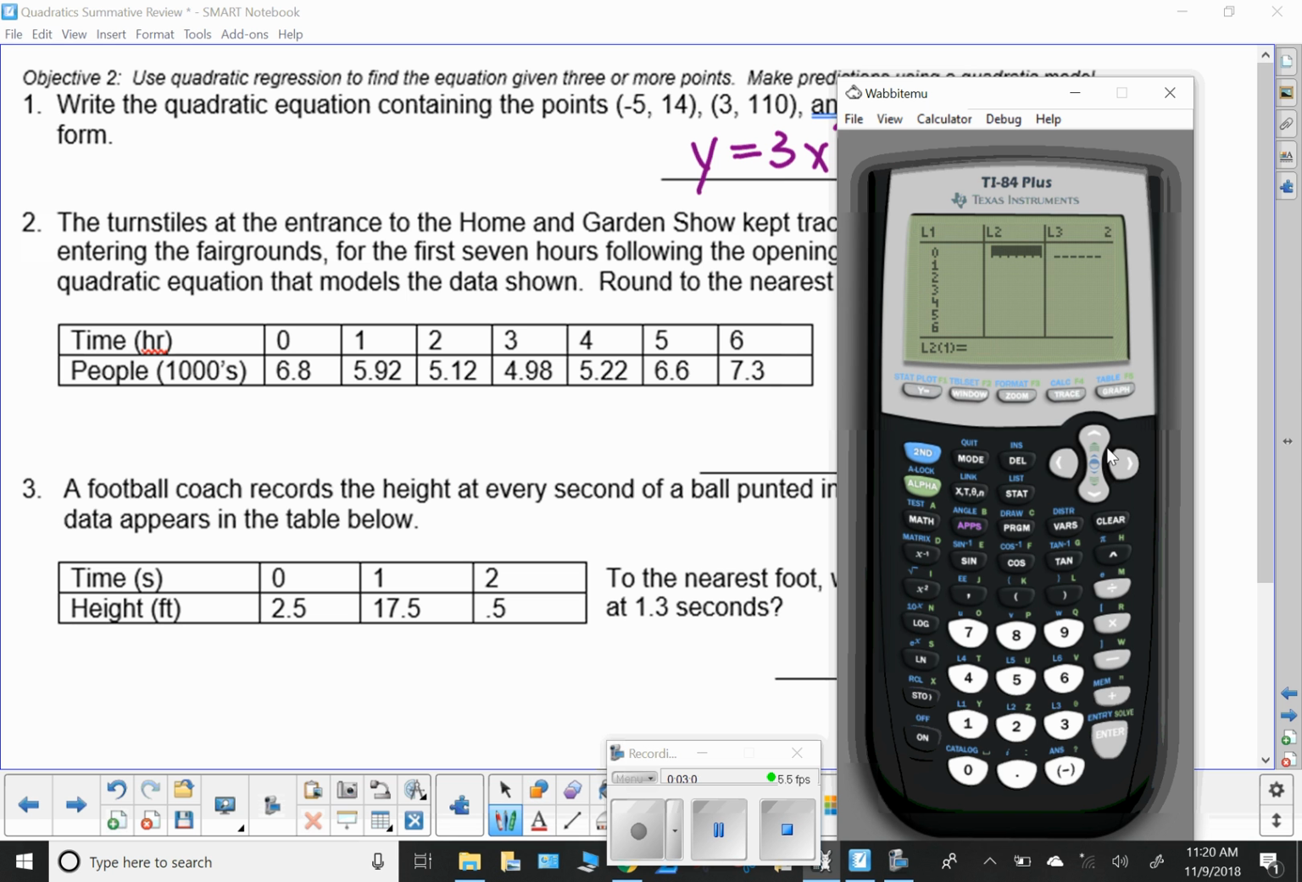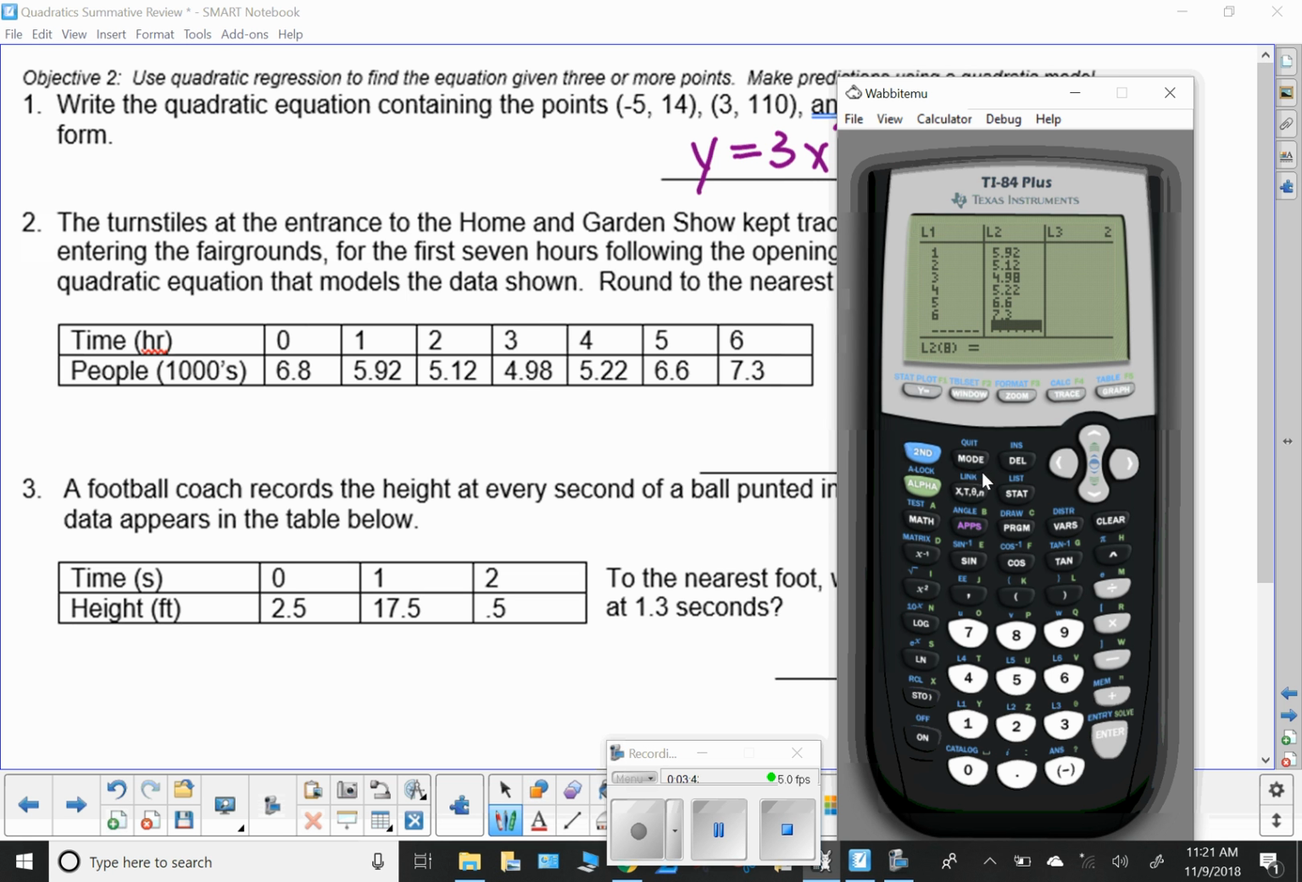And I'm going to come over here and I have 6.8, 5.92, 5.12, 4.98, 5.22, 6.6, and finally 7.3. Okay, those are the first 7 hours, hours 0, 1, 2, 3, 4, 5, 6.